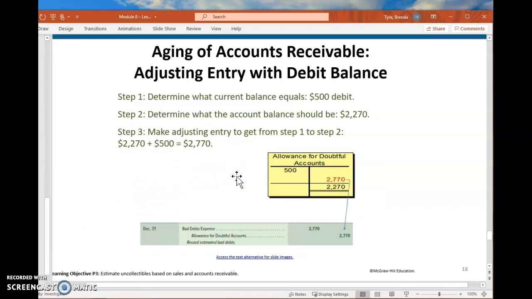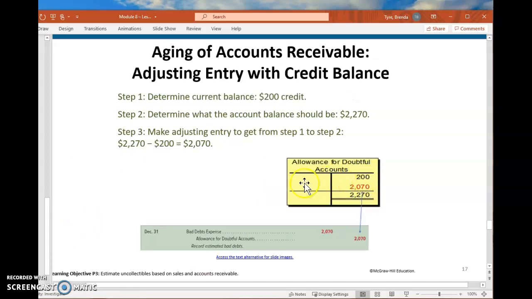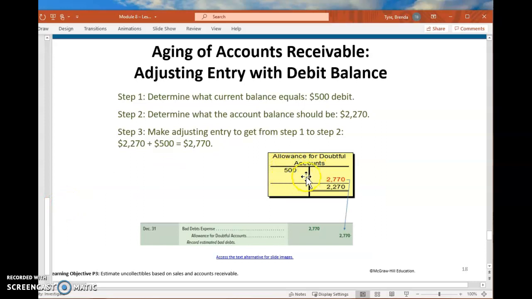Now, what if that balance had been a $500 debit? Determine what the current balance equals, then make an adjusting entry to go from step 1 to step 2. So if our account up here, instead of being a $200 credit, was a $500 debit, we still need the ending balance to be a credit of $2,270. So we're going to say $2,270 minus a negative $500. Our adjustment is $2,770. Excuse me, I had a little sneeze there.